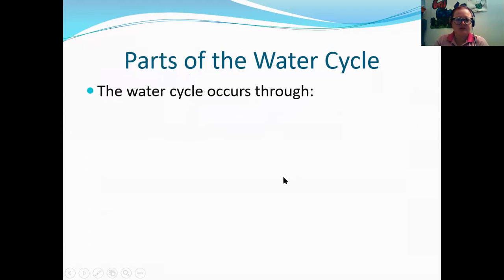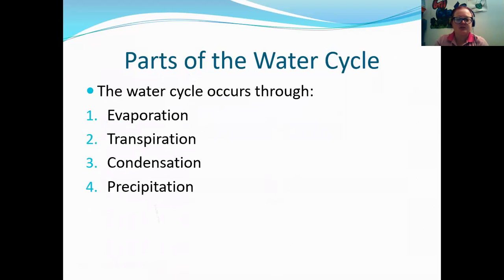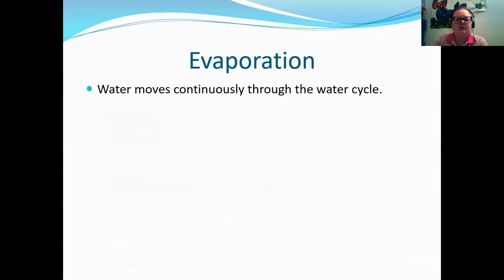So, parts of the water cycle. The water cycle occurs through evaporation, transpiration, condensation, precipitation, and runoff or collection water. So, evaporation. Water moves continuously through the water cycle.